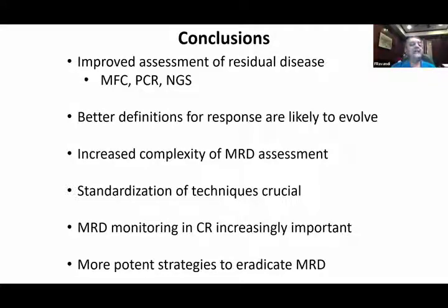There are different assays. I think the more important ones are now flow and NGS and PCR. The need for standardization of these techniques is being discussed, and I think it is probably important because flow is a very complex technique that does require a very experienced flow cytometrist. And also there are different strategies that are now being evaluated for eradicating MRD, and I believe these will lead to improvement in outcome in patients with AML. And with that, I thank you for your attention.